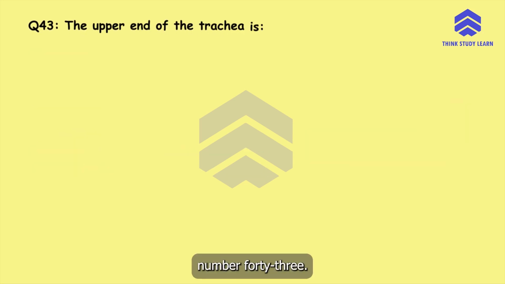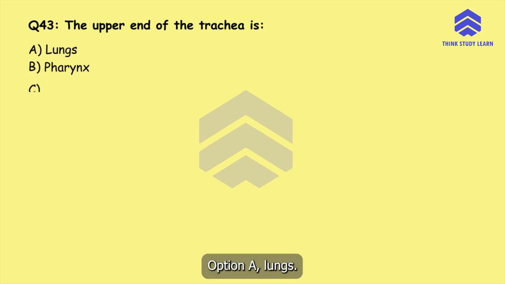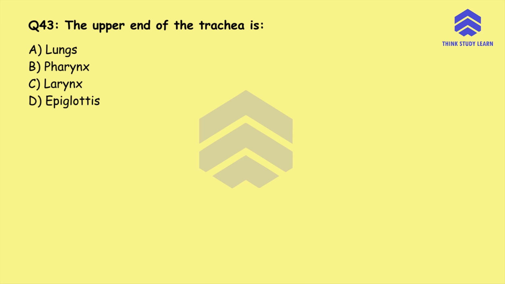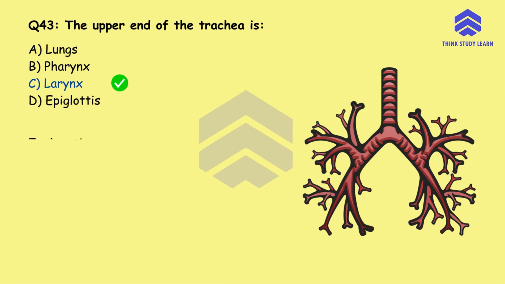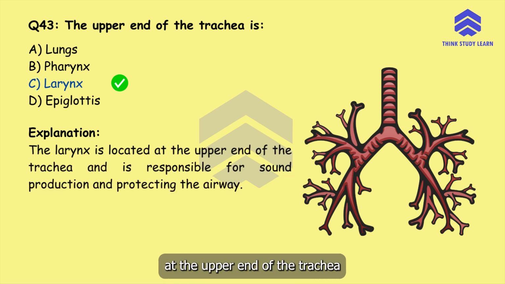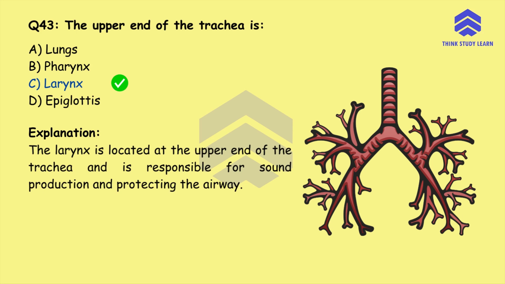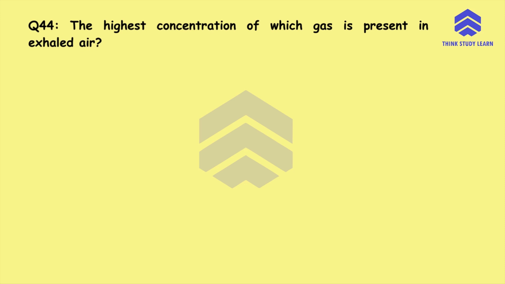Question number 43. The upper end of the trachea is option A, lungs, option B, pharynx, option C, larynx, or option D, epiglottis. The correct answer is option C, larynx. The larynx is located at the upper end of the trachea and is responsible for sound production and protecting the airway.